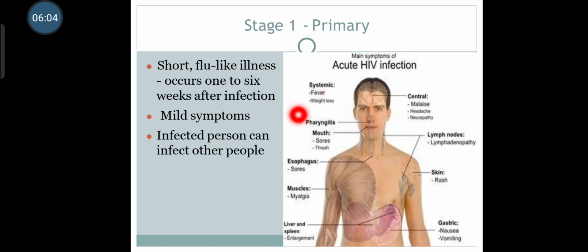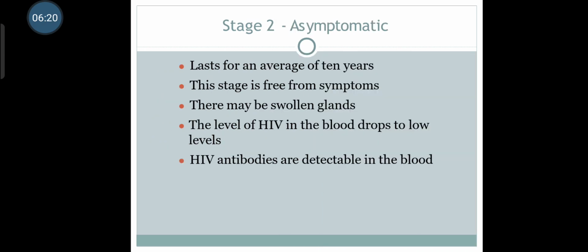So here you can see acute infection of HIV, which consists of fever, weight loss, malaise, body weakness, sores of the mouth, lymphadenopathy, skin rashes, myalgia, etc. So this may occur for a shorter period of time in stage 1.